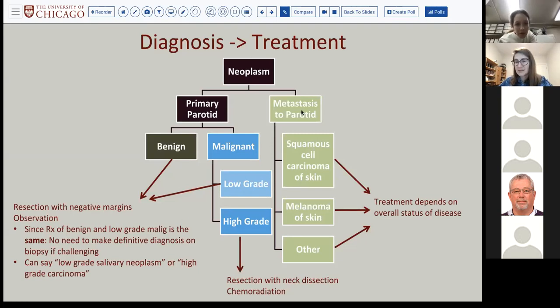Now, if it's a metastasis, things we like to think about, certainly most commonly, at least in the parotid region, are cutaneous. So squamous carcinoma of skin, melanoma of skin, et cetera.